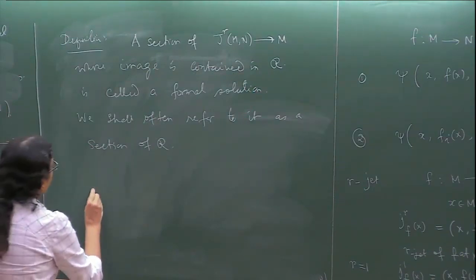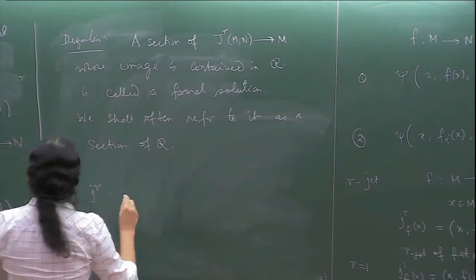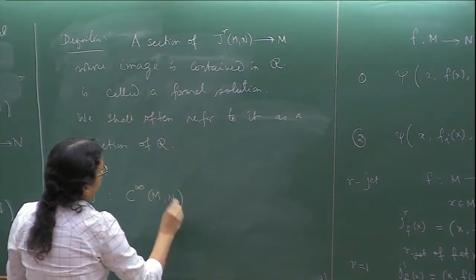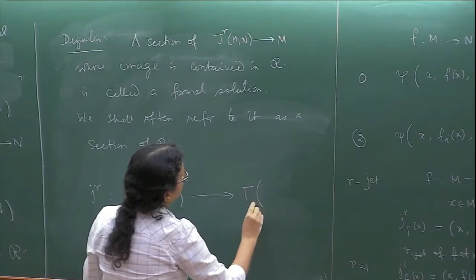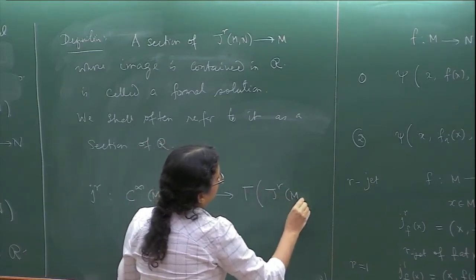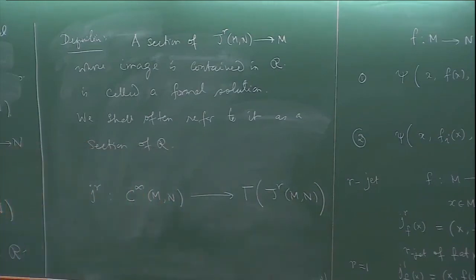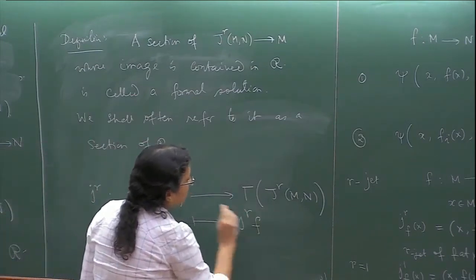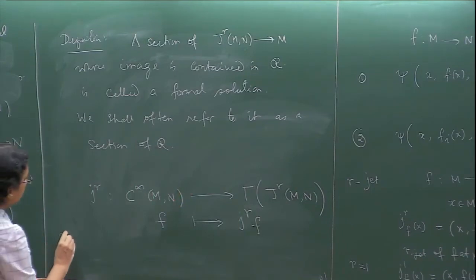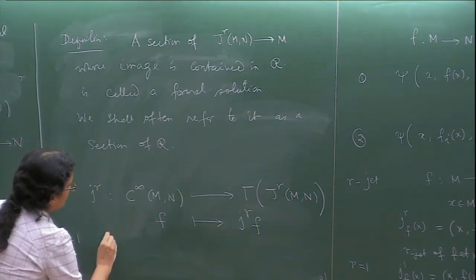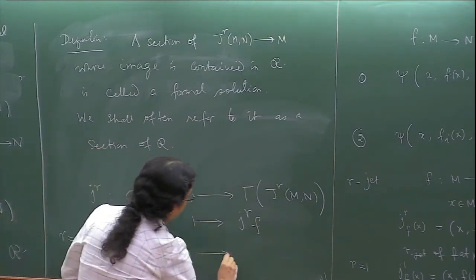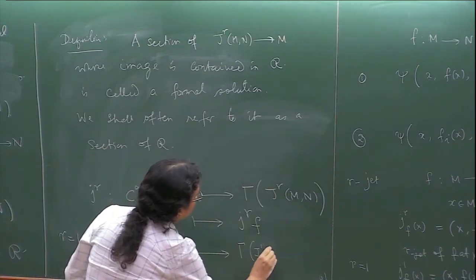Now if you look at the r-jet map again, j^r, on one side you have C^infinity(M,N), and on the other side you have the sections of the jet bundle. So I have constructed J^r(M,N) as a bundle, and this map takes f to this. Again, let us look at r equals 1. So this is J^1. Here you have C^infinity(M,N). I haven't talked about the topology. Gamma on J^1(M,N).